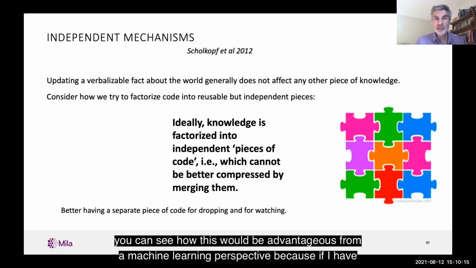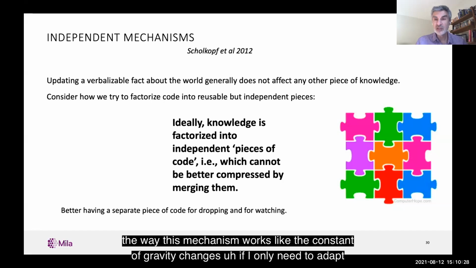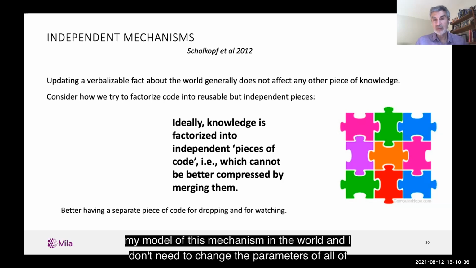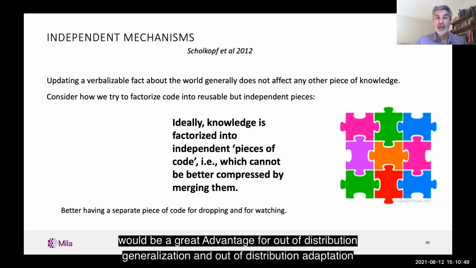But you can see how this would be advantageous from a machine learning perspective, because if I have to revise one of my pieces of knowledge, or if something changes in the world that changes the way this mechanism works, like the constant of gravity changes, if I only need to adapt my model of this mechanism in the world, and I don't need to change the parameters of all of the other mechanisms, then I don't need as much data to adapt to those changes. So clearly, this would be a great advantage for out of distribution generalization and out of distribution adaptation.